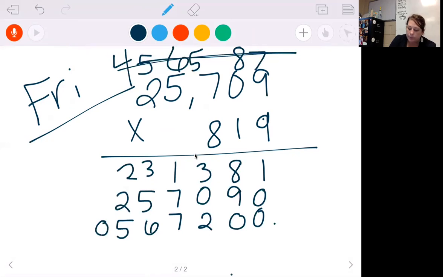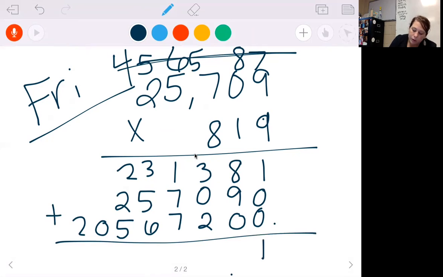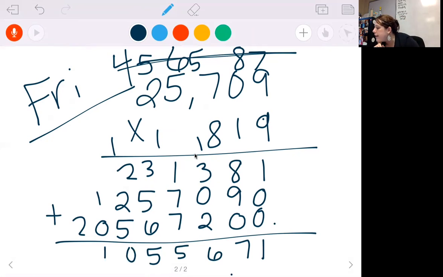Then we add it up. So we get 1, 17, 3, 4, 5, 6, 15, 11, 12, 13, 15, 10. Okay, so then I need to put my commas. 21,055,671. So there's our big one. If you can do this one, you can do any of them.